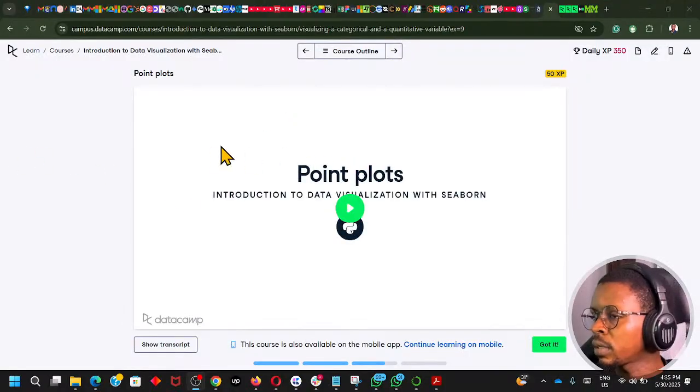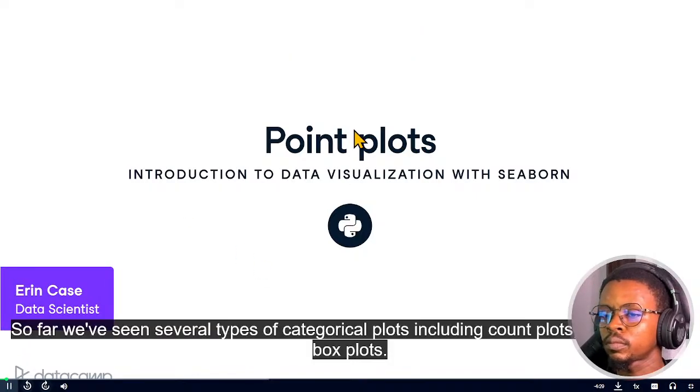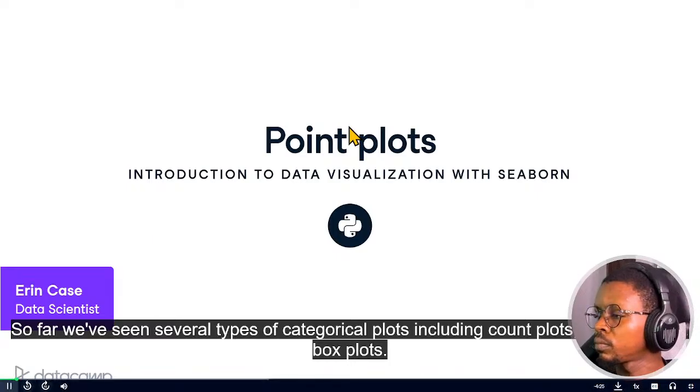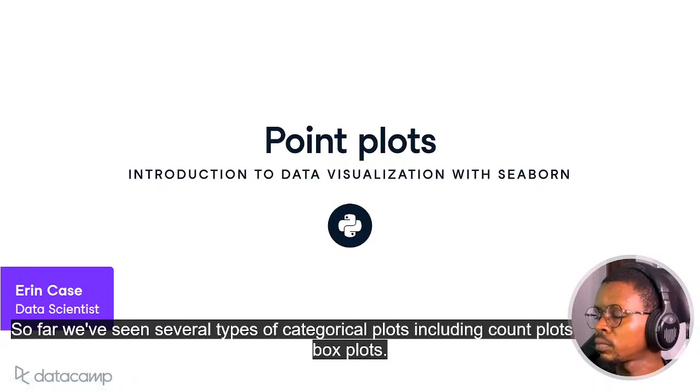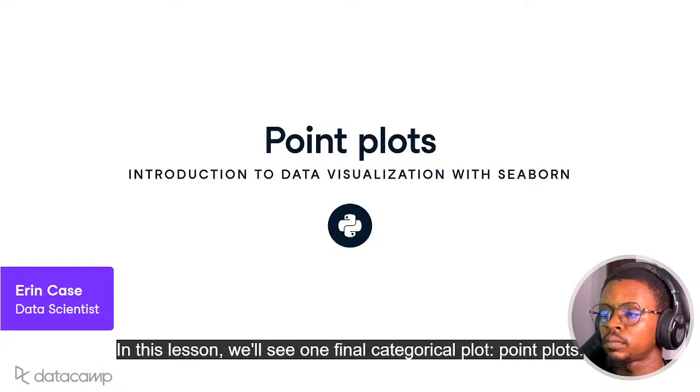Yep, it's coming up. So let's look at point plots. Welcome! So far, we've seen several types of categorical plots, including count plots, bar plots, and box plots. In this lesson, we'll see one final categorical plot, point plots.